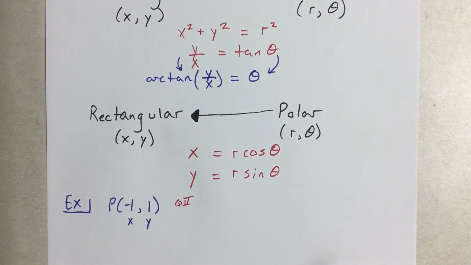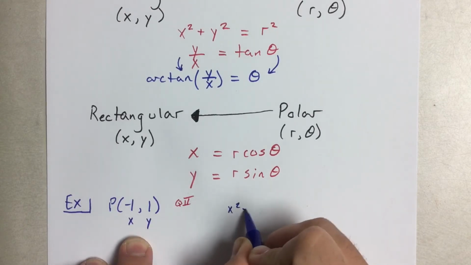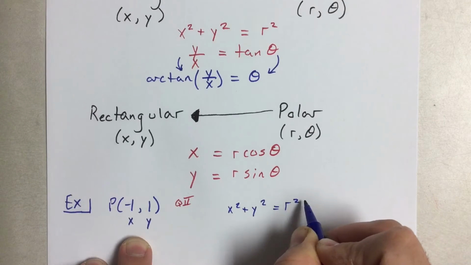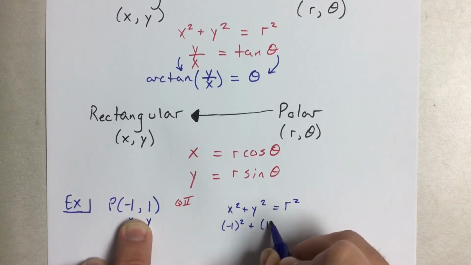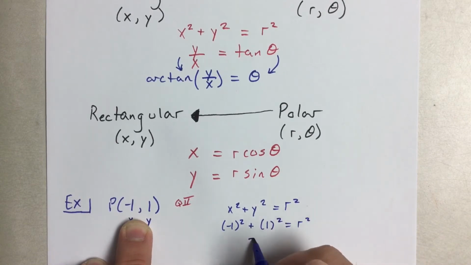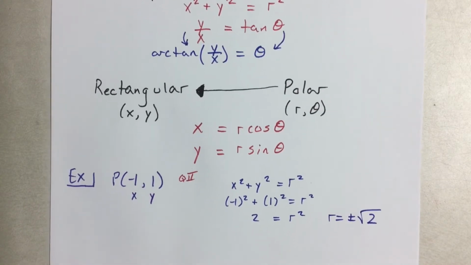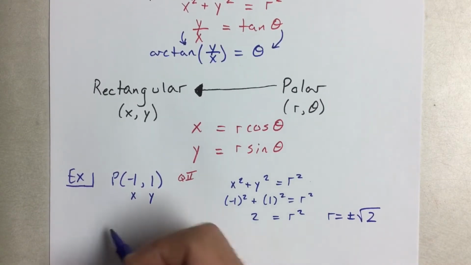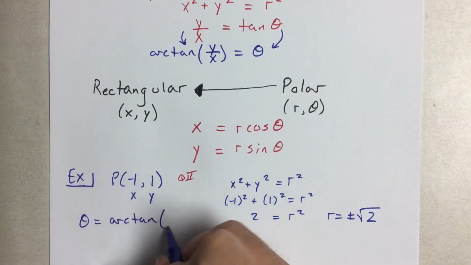Okay, let's get the radius using our conversions. So to get our radius, we have x squared plus y squared equals our radius squared. And then let's say (-1) squared plus 1 squared equals our radius squared. So that's 2 equals our radius squared. So our radius must be positive or negative the square root of 2. All right. And then our theta value. So our theta will be the arctangent of y divided by x.